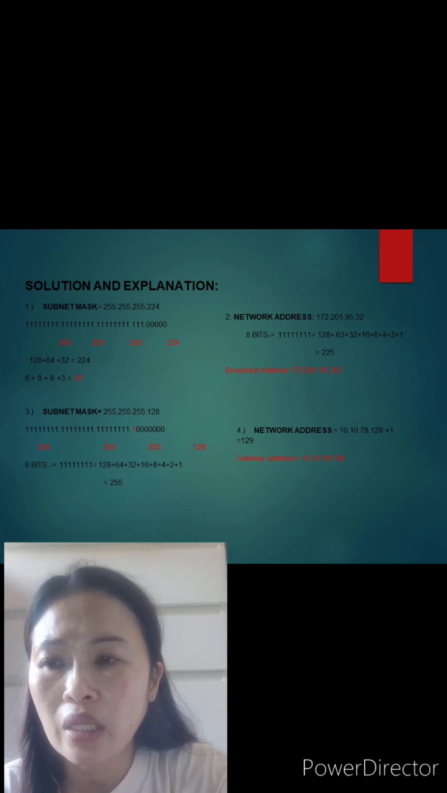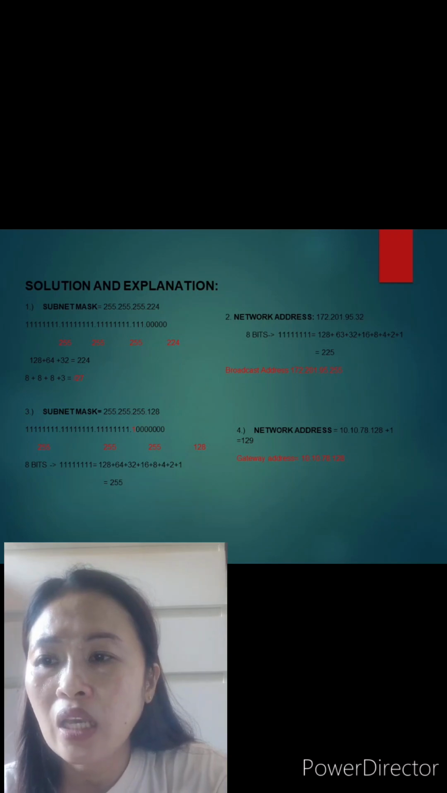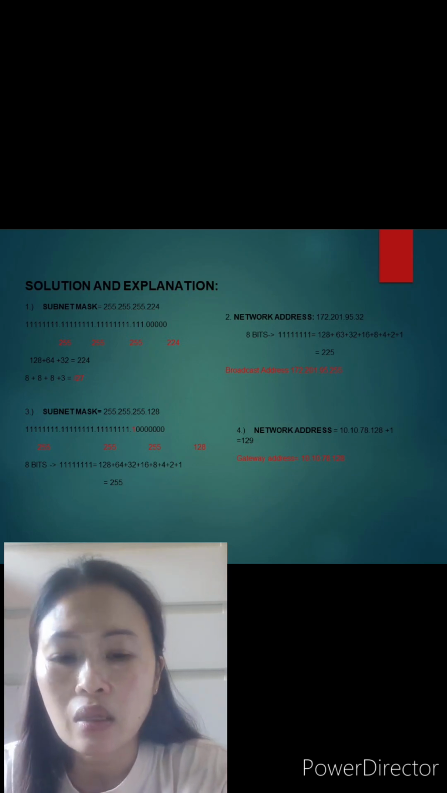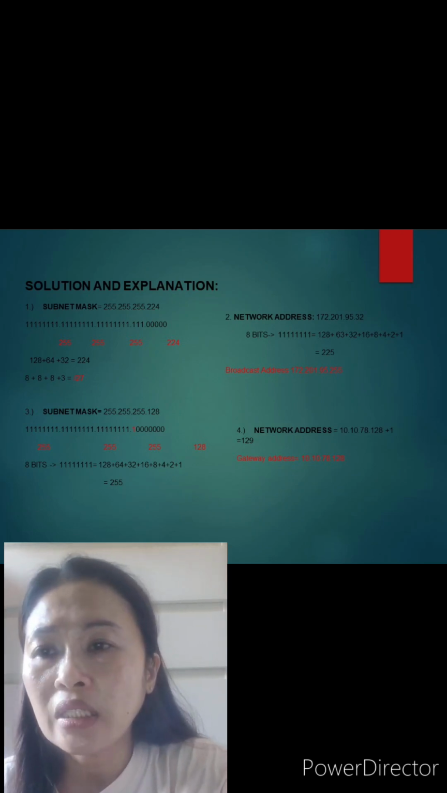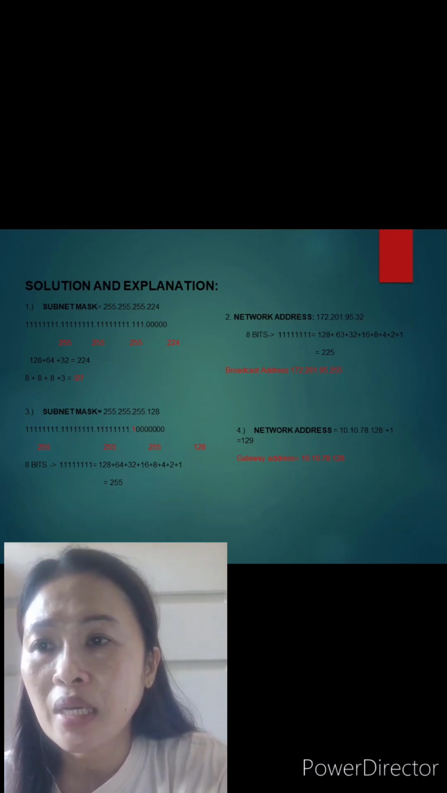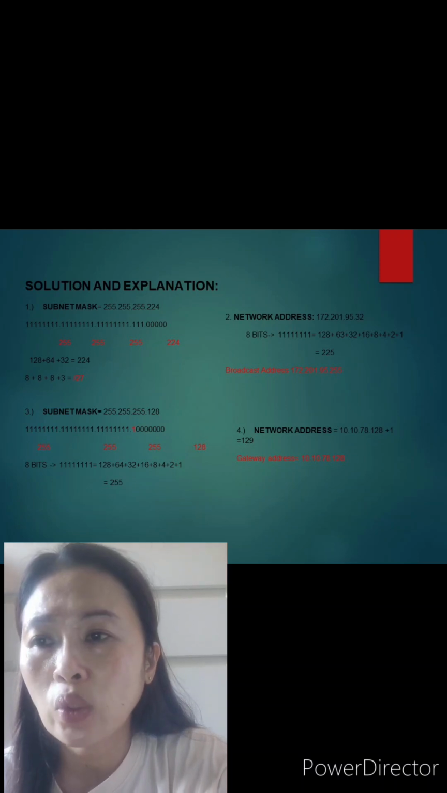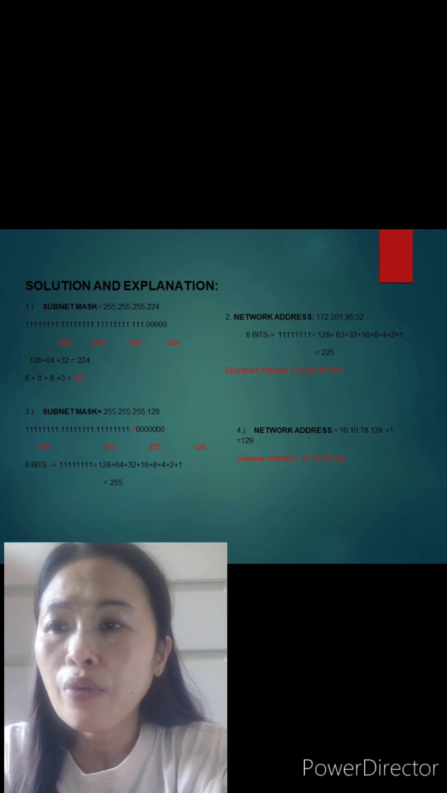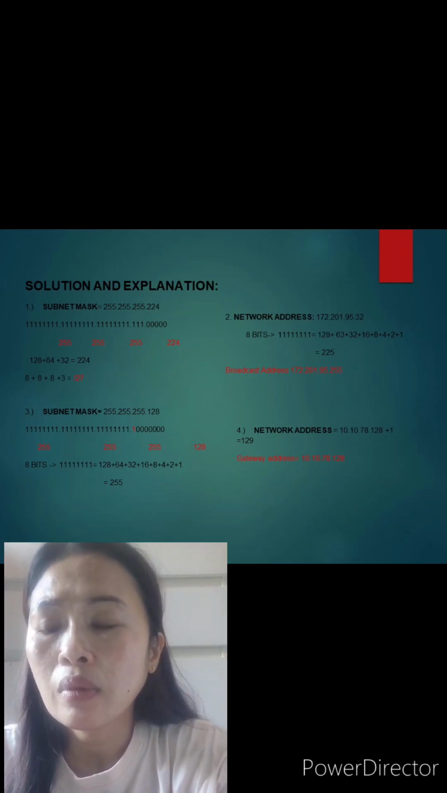Number 3 is the subnet mask is 255.255.255 equals 128. So like in number 1, but with 128 you can see that there is an arrow going to 1. The number 1, just add the 1 and the 28. That's why the subnet mask is 225.225.225.128.